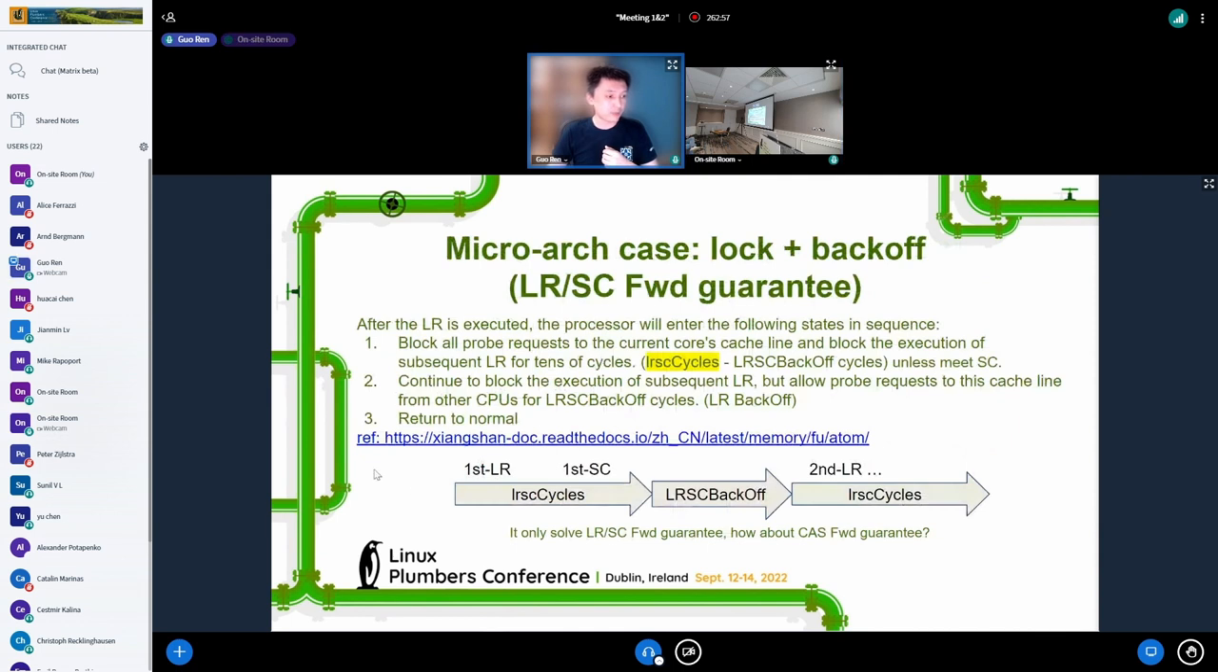Here is another implementation, which comes from Dongshan and is referenced by BOOM. It's using a lock cache implementation, and I think it's very strong for the guarantees. That means it has lock cycles and backoff cycles. In the lock cycles, the load reserve store conditional in these cycles cannot be disturbed by remote events, but it could still receive local events. So it has a very strong forward guarantee. And when the store conditional is finished, there is some backoff to prevent malicious harts from blocking the whole system.